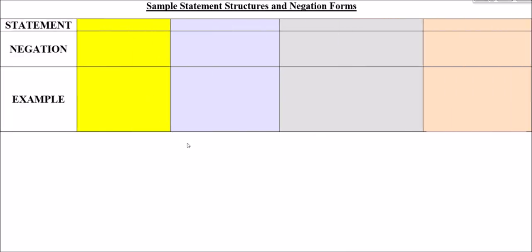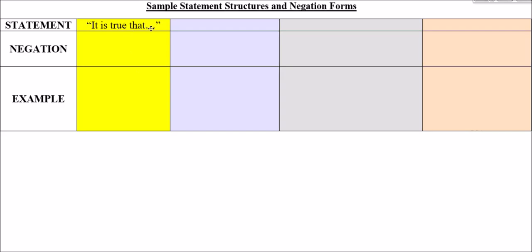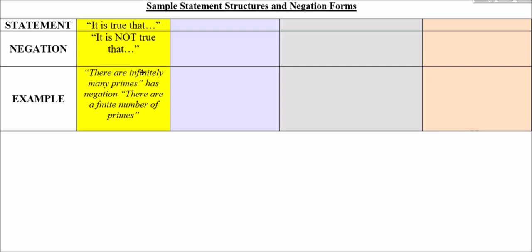So the first type, imagine the statement: it is true that blah blah blah. This is the simplest case. The negation of that is just to say, well, it's not true that blah blah blah. An example of that might be to say there are infinitely many primes, or the primes are countless. The negation simply is: there are a finite number of primes, or the primes can be counted on a list.